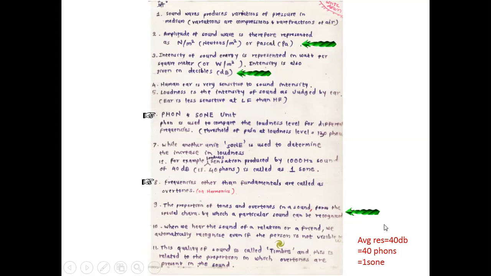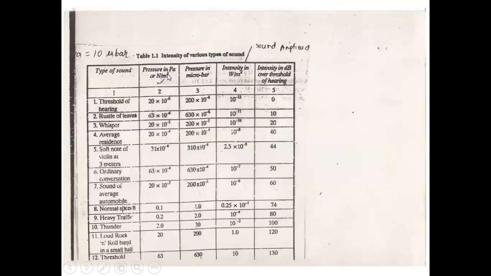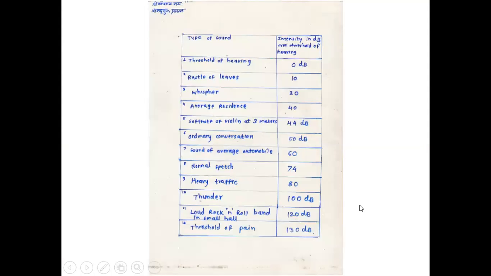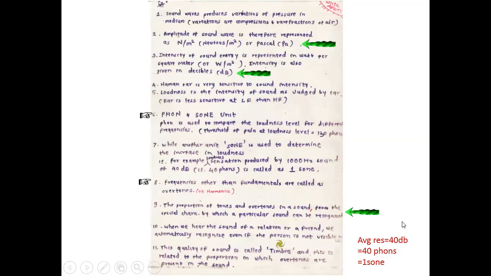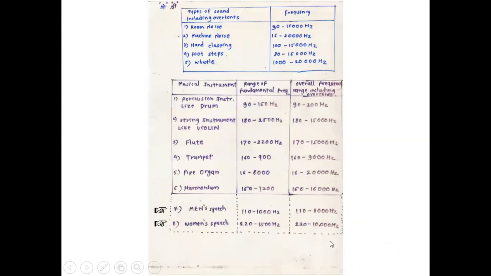So two things we have seen now, the different units, Pascal or Newton per meter square, then pressure in microbar, watts per meter square, then decibel. So decibel is the most popular. So different types of sounds and their decibel intensity is mentioned over here. And we came to know that 130 decibel is the threshold of pain. So normally DJ systems and all these things operate near this 130 decibel. And thereafter we saw the phon and sone unit. So normally an average residence is 40 decibel. So 40 decibel is equal to 40 phons is equal to 1 sone. So this calculation we have seen, and timbre effect, that fundamental frequency along with harmonics, they are available.